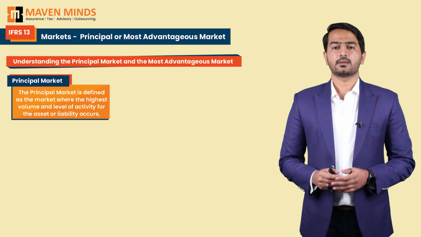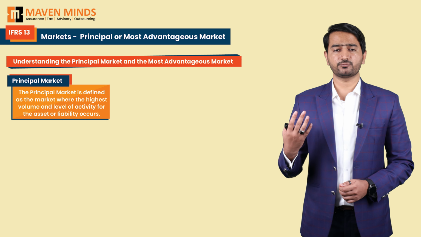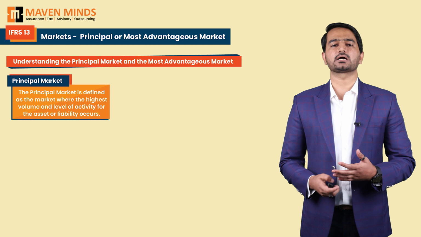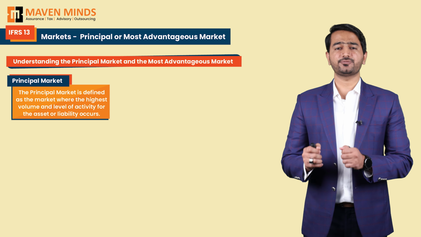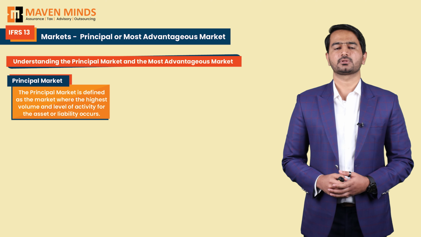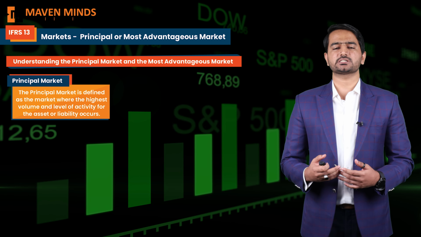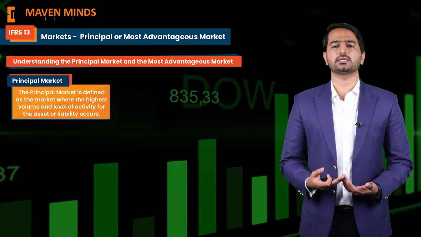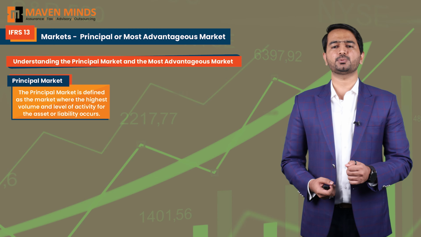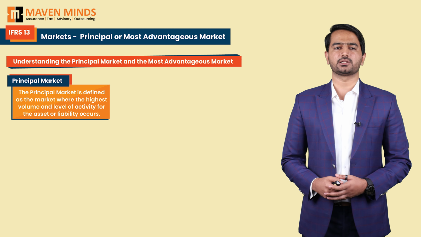Principal market. Principal market is defined as the market where the highest volume and level of activity for the asset or liability occurs. This is the first market you should consider when determining the fair value. The logic behind this is straightforward. When most transactions for a particular asset or liability happen in a specific market, that market is likely to provide the most reliable and accurate information about its fair value.